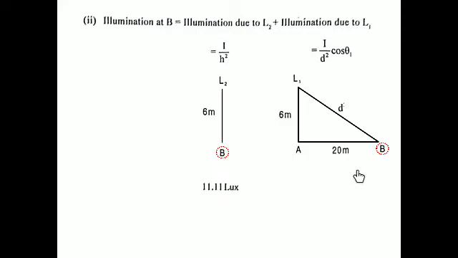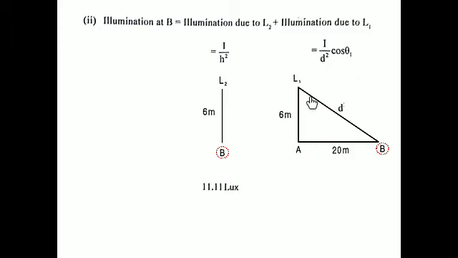By using this equation, L1B is equal to the whole root of AB whole square plus AL1 whole square, you can easily find the D value. After finding this D value, substitute here. Then cos theta. How can you find this cos theta?